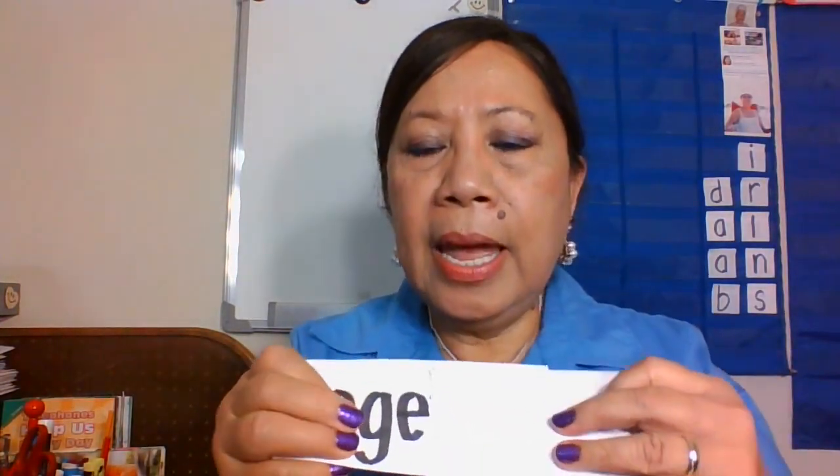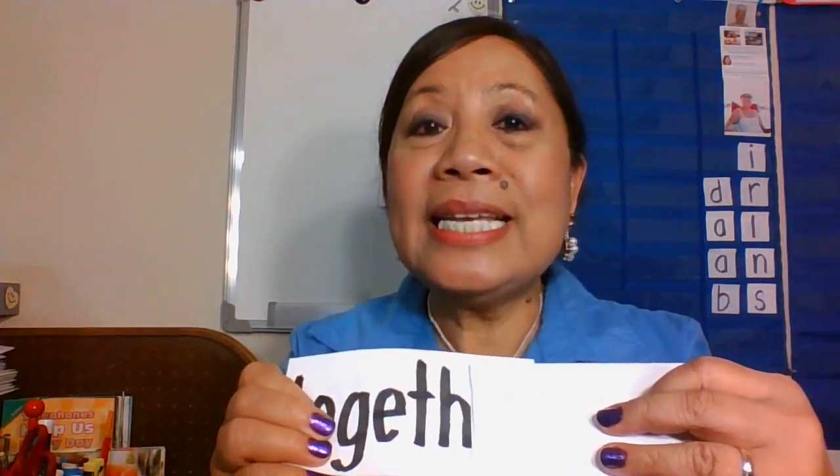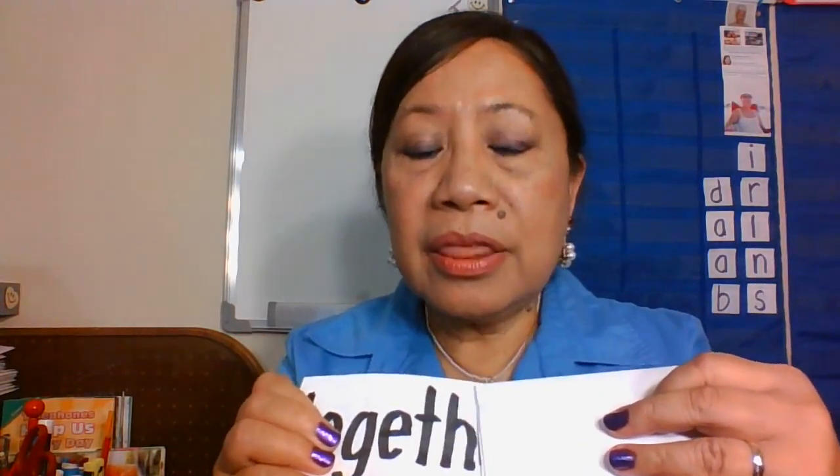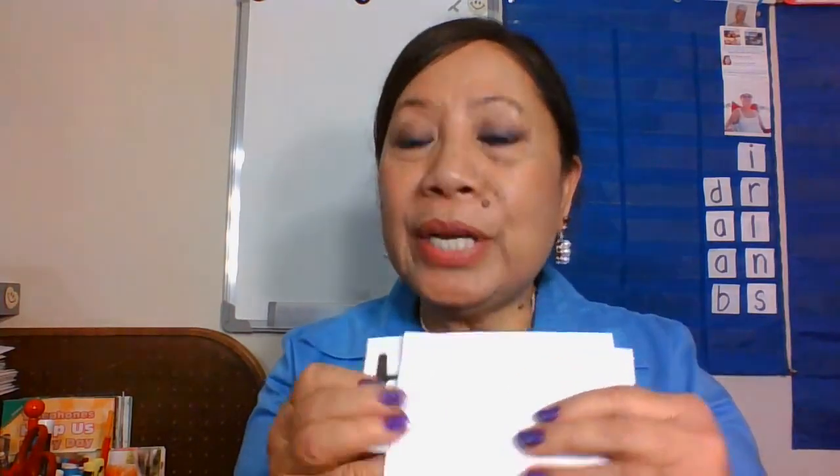Ready? G. TH is a digraph. Th, TH digraph. Th. ER is vowel R, vowel controlled R. Let's do this again, slowly. Okay, let's break it down. Together. The word is, let's read it smoothly, together. Very good job.